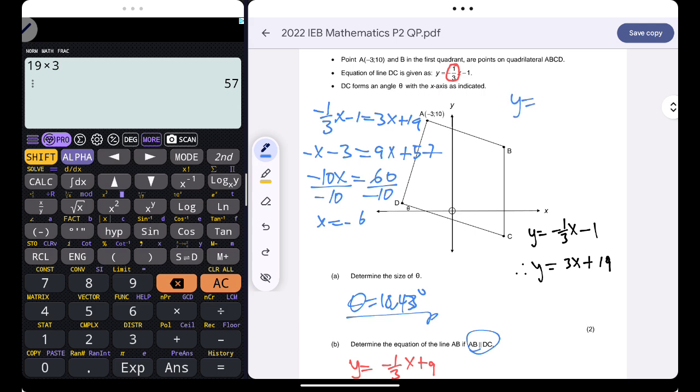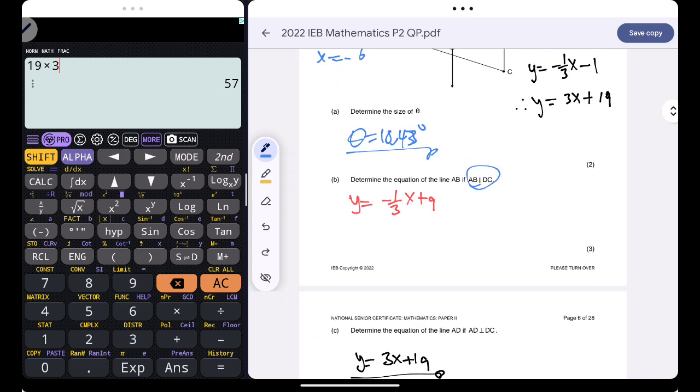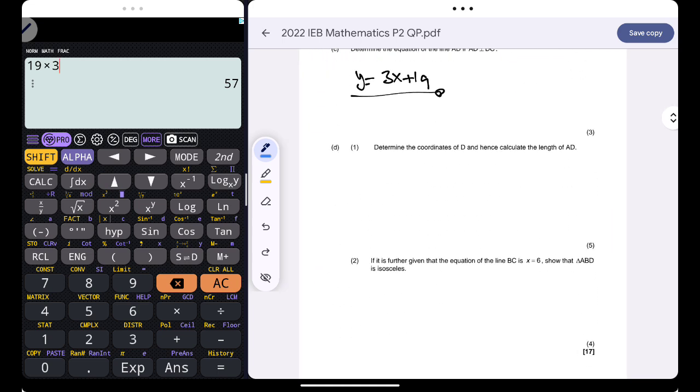So when x is negative 6, I can go back and find the y value. Okay, y is equal to, I can use either one of the equations. I'll get the same y value. So this thing will give me 2 minus 1. So for the coordinates of D, I know that x is negative 6 and y is just a positive 1. So the coordinates of D is negative 6 and 1.